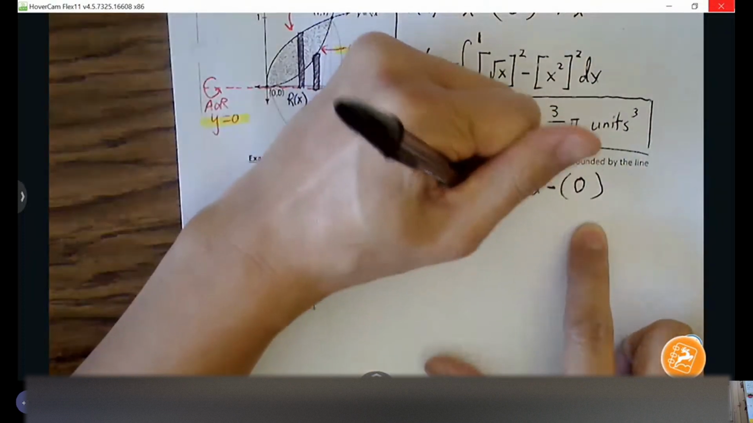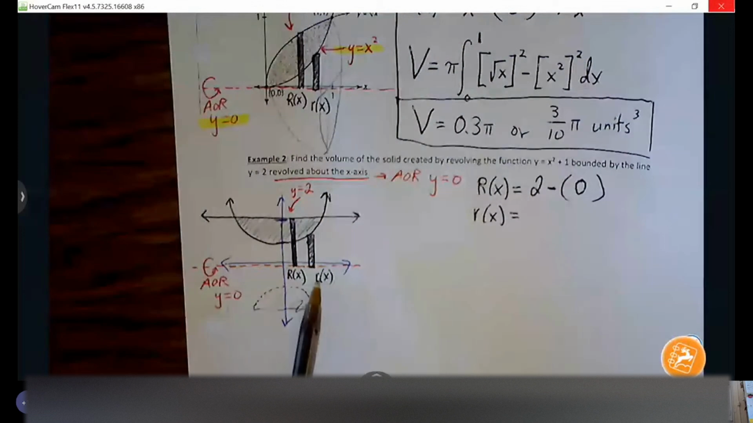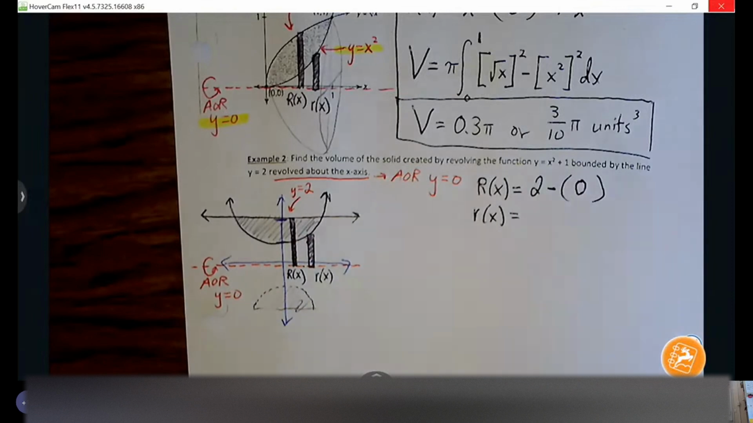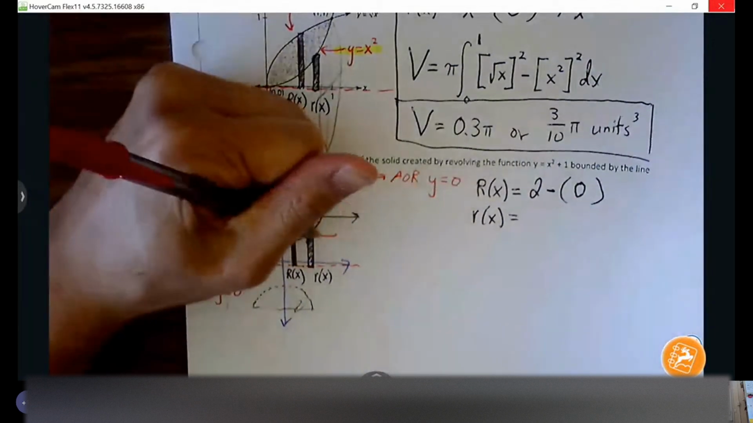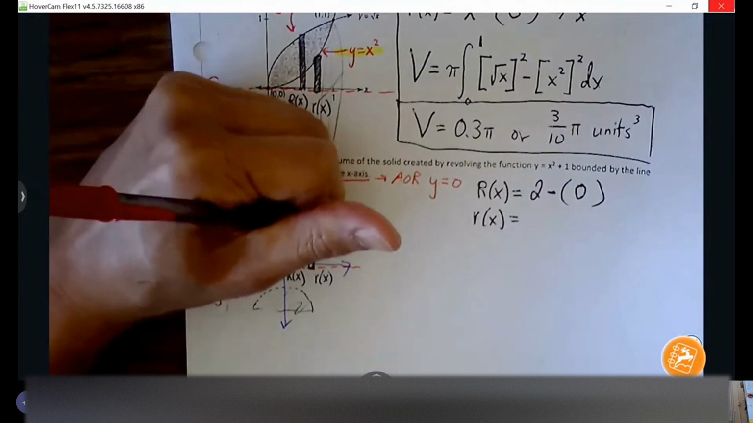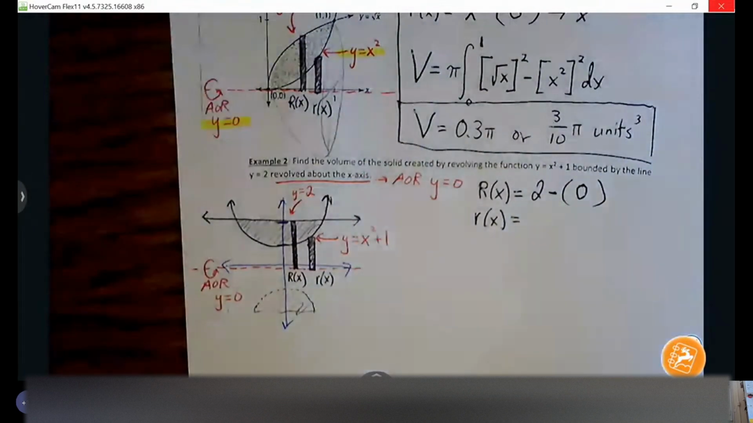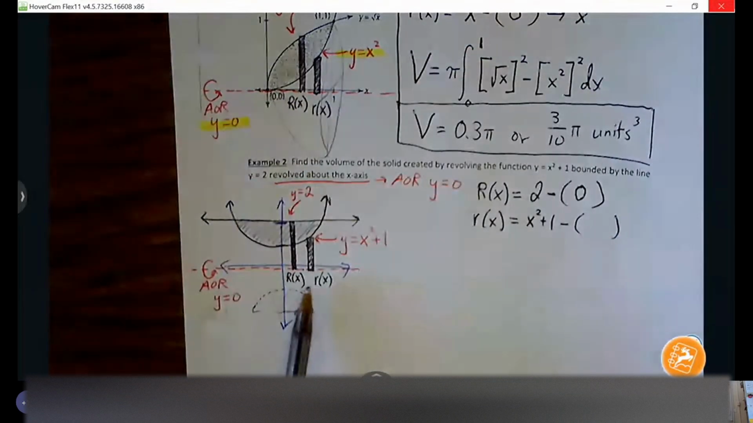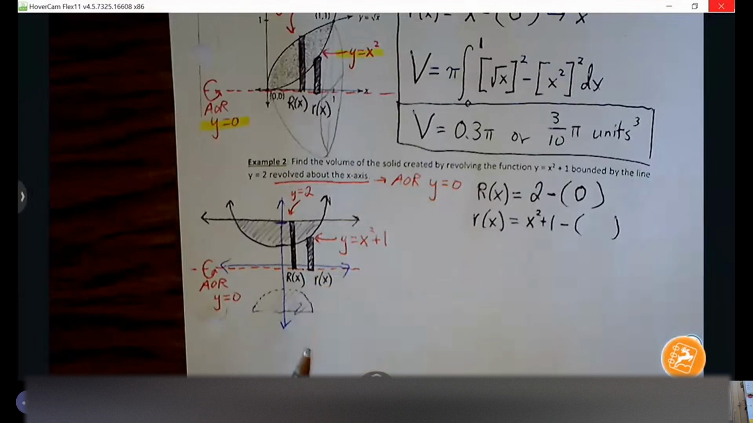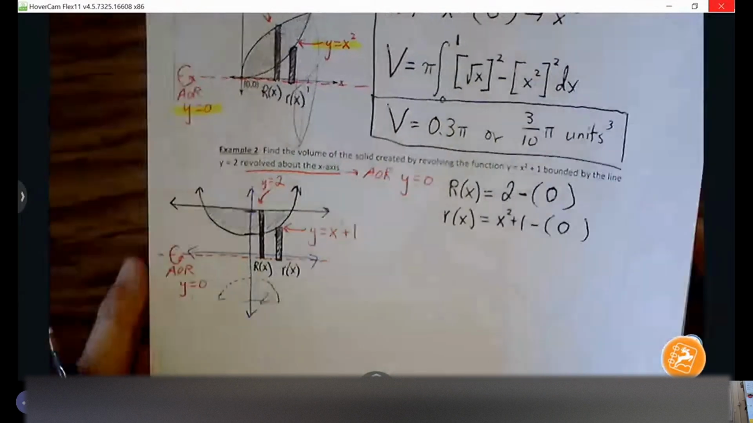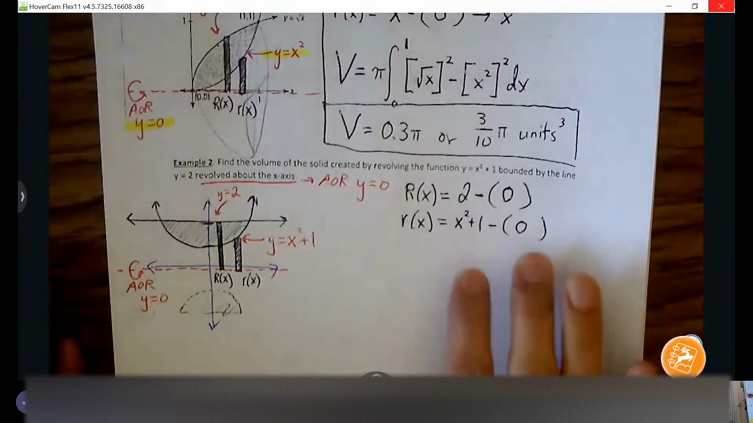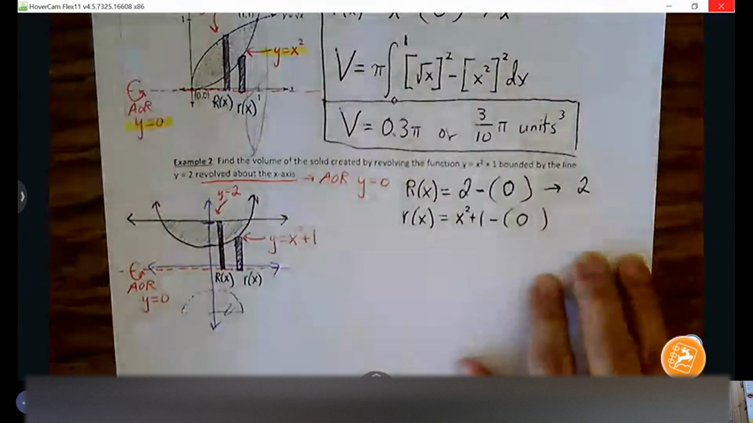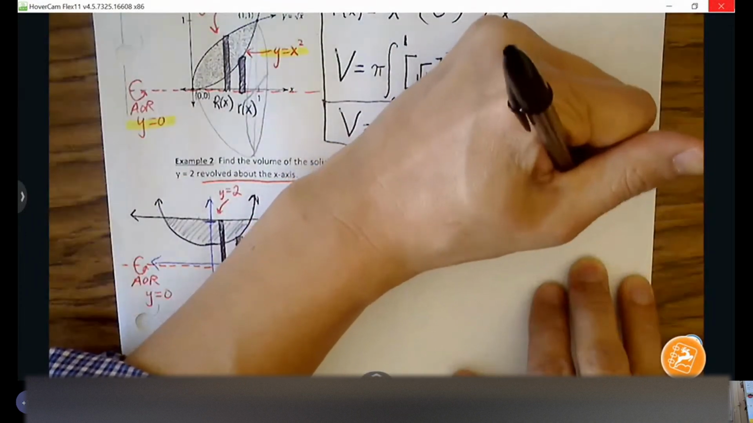Little radius. We go to the top of the small radius, and what is that touching? The curve, right? So the curve is y equals x squared plus 1. Okay, top minus bottom, x squared plus 1 comes first. Minus parentheses. What's the bottom of the radius touching? Still 0. From here, we can clean up our radius so that we don't have to enter as many parentheses. So big R is just 2, and little r is just x squared plus 1.